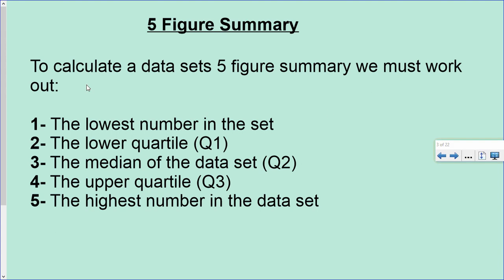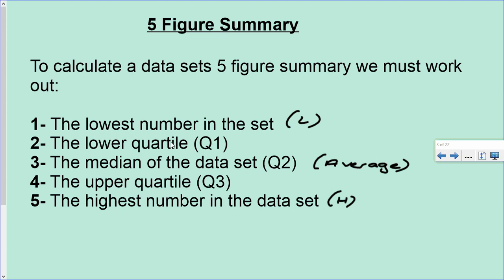So our first one is the 5-figure summary. To calculate a data set's 5-figure summary, we must work out the first one, the lowest number in the set. Now, we're saying the lowest number, we don't actually have to work it out. It is just the lowest number, and we'll call that L. And the lower quartile, Q1, the median of the data set, Q2, i.e. our average. That's another phrase for average. Remember, we spoke about this the other day. You get a median, you get a mode, and a mean, which we use for standard deviation. The upper quartile, and then the highest number in the data set.